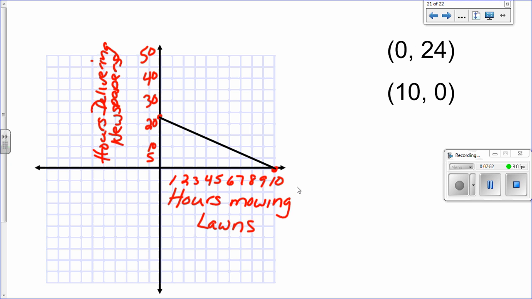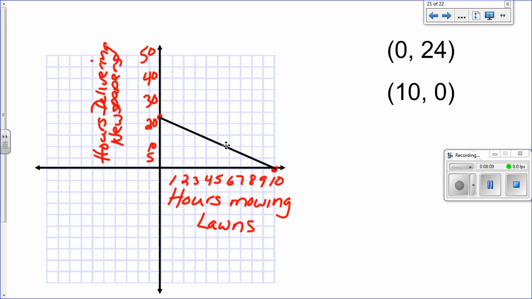Notice that there are no arrows going, and it stops at the intercepts. That's because you can't work less than 0 hours. There's a limit on this.